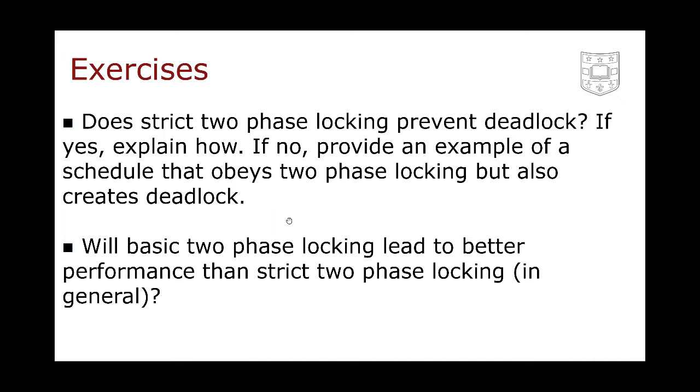So if we want to try to answer this question, we could attack this from a couple of angles. We could try to find a counterexample, right? We could try to find an example that meets the second part of this problem: a schedule that obeys two-phase locking but has deadlock in it. That would be proof that it doesn't prevent. If we want to try and answer in the affirmative, then we would need to have some way of reasoning about the way two-phase locking works and how that relates to deadlock. So how does two-phase locking work? Let's establish that baseline first. If I'm obeying two-phase locking, what does that mean?